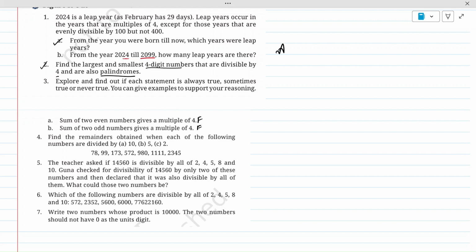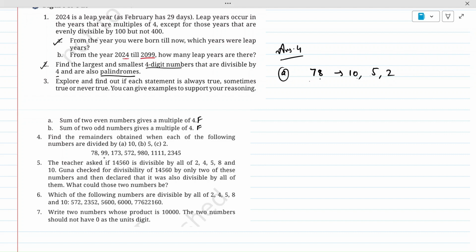Now question 4. Find the remainders obtained when each of the following numbers is divided by 10, 5 and 2. So kids, I'm leaving this question to you. This is very, very easy. First of all, I'm taking the number 78. You have to divide it by 10, 5 and 2. If we divide this number by 2, it will be completely divisible, but it will not be completely divisible by 5 and 10.